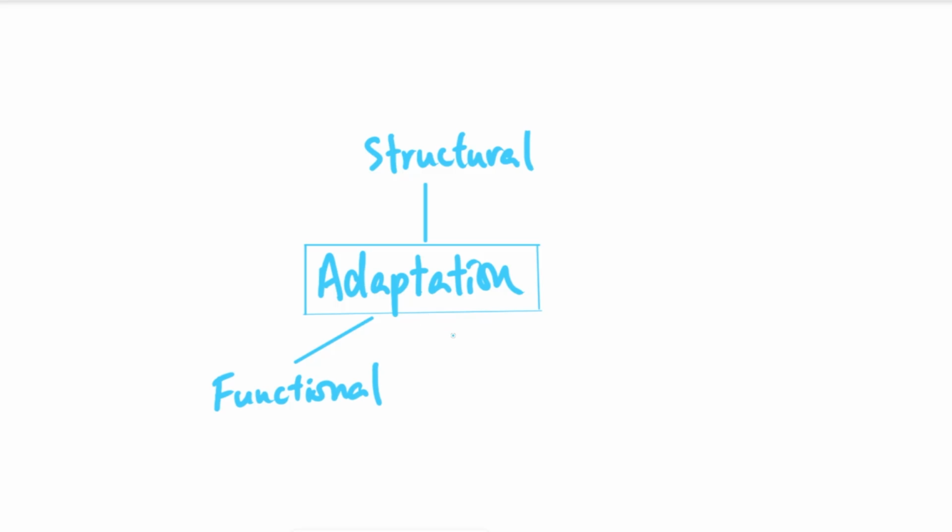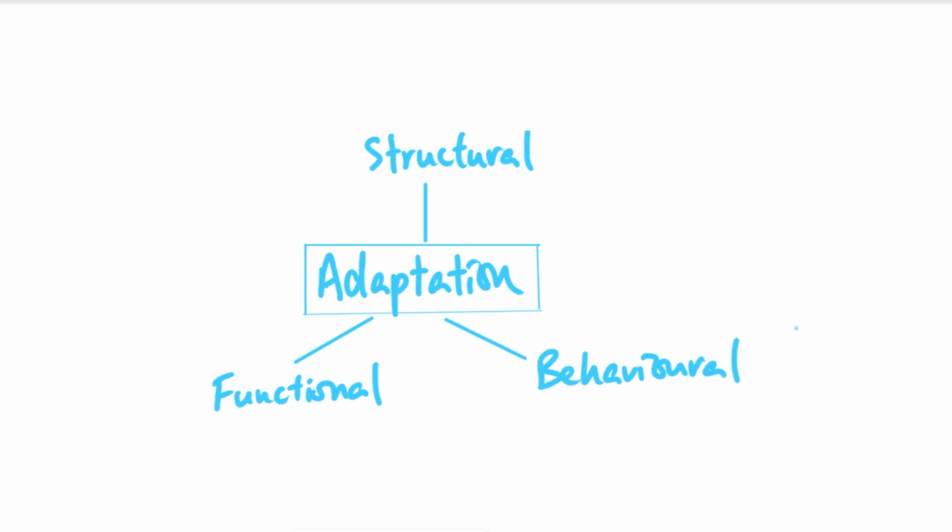Another type will be functional. So this is usually referring to more internal conditions. So this is referring to any biochemical reactions or metabolic reactions that happen within the body. So for example, camels live in the desert, and they have a fat hump basically on the back which stores fat. And the idea is that the fat can be broken down to release water inside the body. So that's a functional adaptation instead of structural.